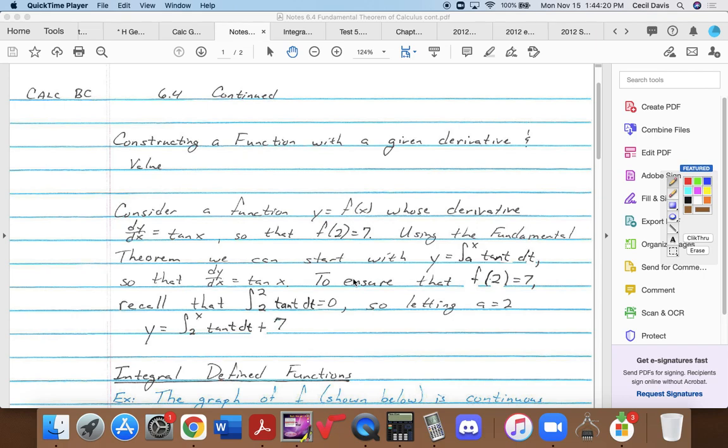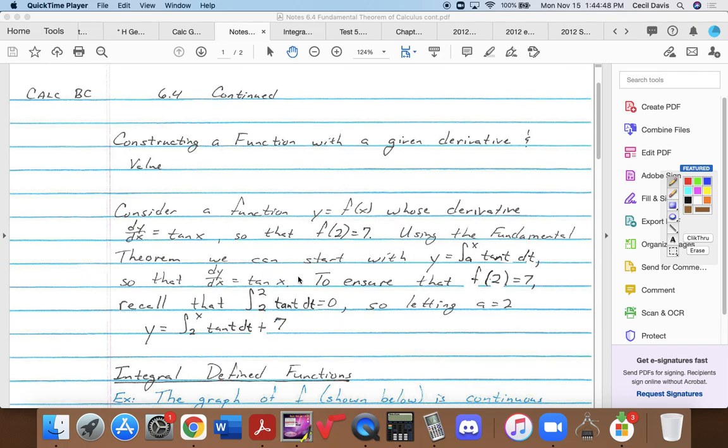Alright. So, as I was saying, one of the things you can use the first part of the fundamental theorem for is to create a function if you know the function's derivative and at least one value of the original function. So, take for example, the function y equals f of x whose derivative, dy/dx, is tangent x, so that f of 2 is equal to 7. So those are the two things you want to do.